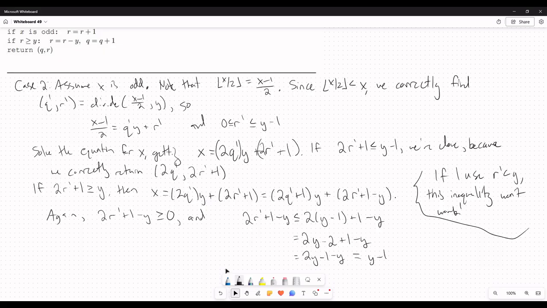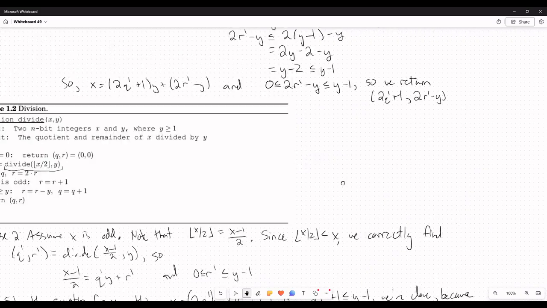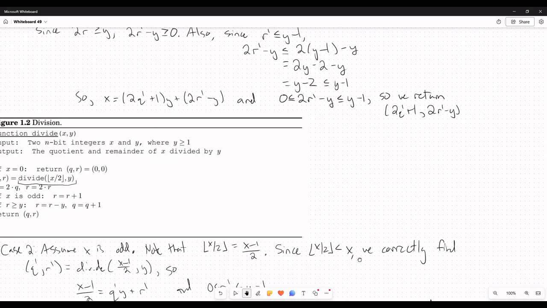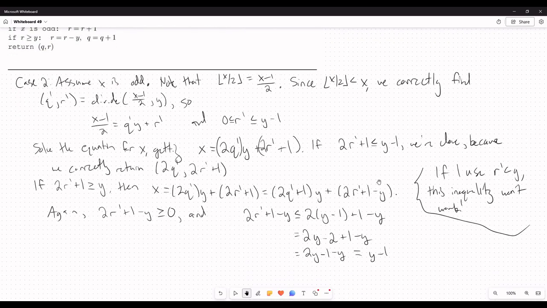Because since we're talking about integers this whole time, instead of writing less than or equal to y minus 1, oops, didn't mean to erase there. Instead of writing less than or equal to y minus 1, I could have just been writing strictly less than y. The reason why I haven't is because we need it to be less than or equal to y minus 1 for this inequality to work out how we need it to.